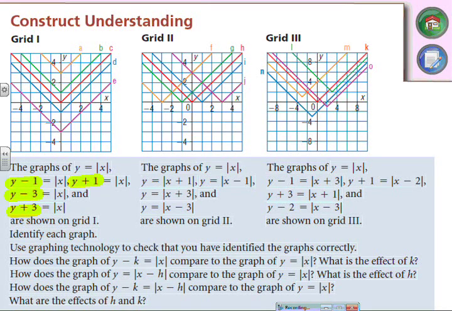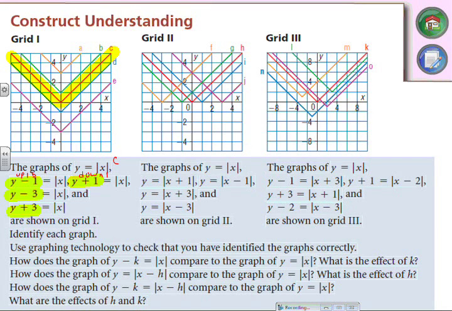The original graph is the one that goes through 0 and 0. That's your original absolute value graph, the red one there. And that's going to be your original one here. So that's going to be graph C. The next one here, this is going to say up 1. So that's going to be B. This one's going to say down 1. So that one is going to be D.